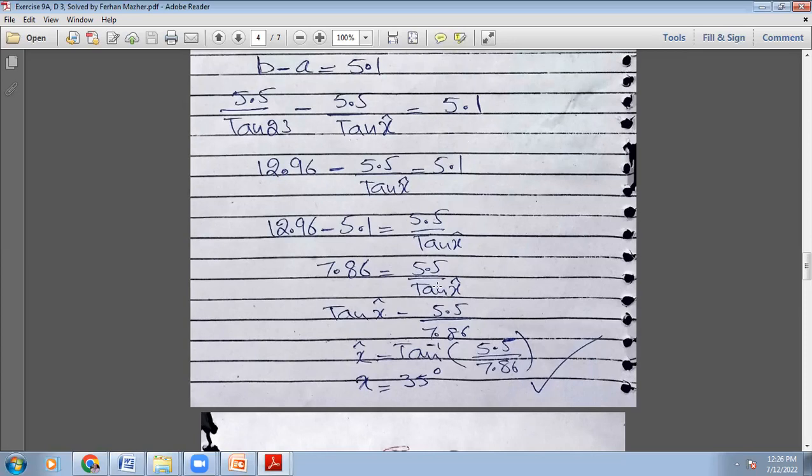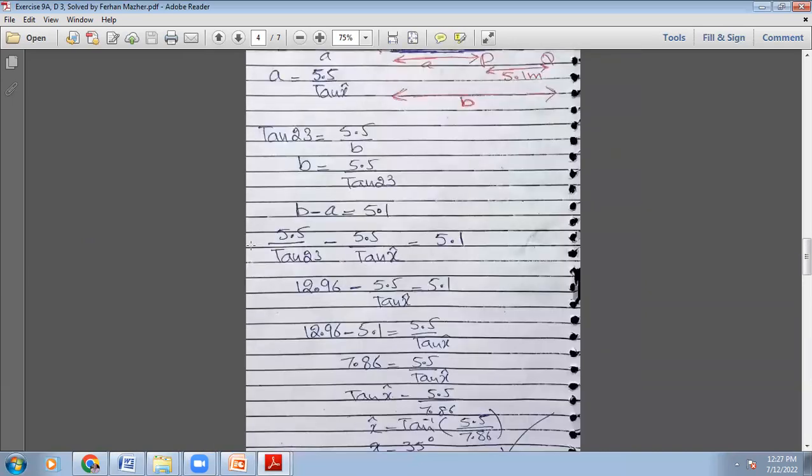So tan x will be equal to 5.5 divided by 7.86. If you make that angle alone, tan will go to the other side and become tan inverse. So tan inverse of 5.5 divided by 7.86. In your calculator, you will enter shift tan, bracket start, 5.5 divided by 7.86, bracket close, equals, and it will give you 35 degrees. So the value of x is 35 degrees.